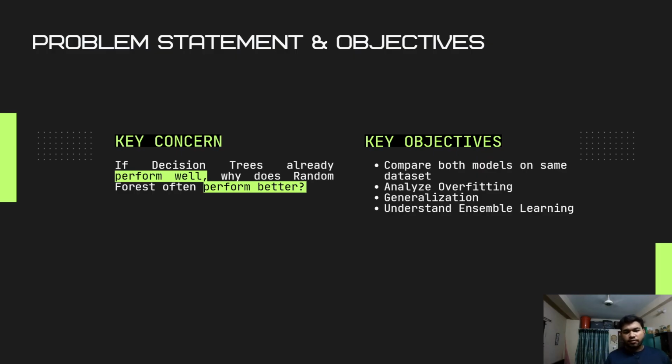So the main question behind this work is: if decision tree already performs well, then why do we need random forest, right? To answer this, I trained both models on the same dataset and compared their accuracy, overfitting behavior, generalization capability, and overall performance. The goal is not only to compare metrics, but also to understand the reasoning behind the performance difference.